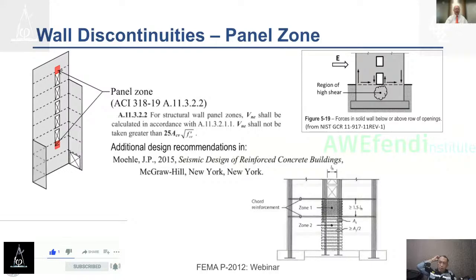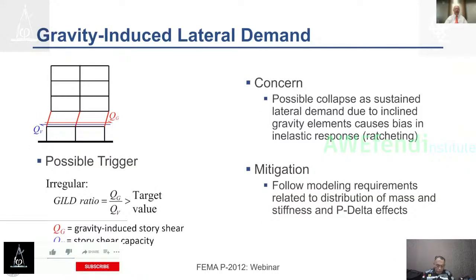And then at panel zones at the top and bottom of a stack of openings, we can get a concentration of damage. And there are requirements. It's addressed a little bit in ACI 318, this panel zone idea. The reference here is Jack Maley's book that gives you a little bit of some design suggestions on how to deal with it.